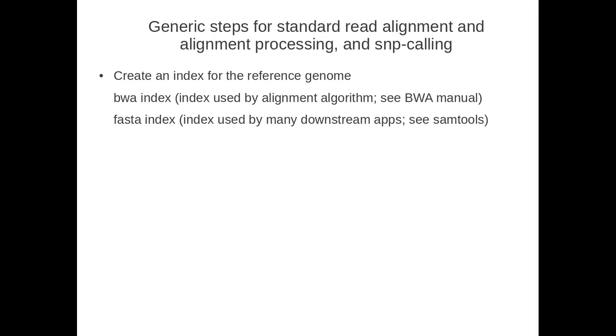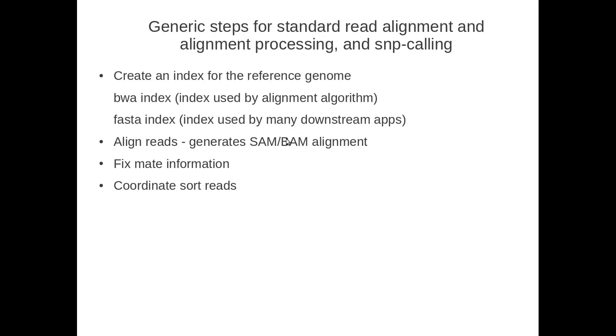So BWA index and FASTA index, we'll be talking about that some more later. These are two that are requirements in order to do alignment, and FASTA indices are required for the vast majority of third-party tools. Part of these generic steps is to align the reads. These are the short read aligners that we'll talk about in a second. We need to fix mate information. I'll explain that. We need to coordinate sort our reads. We need to mark duplicates. I'll explain that.